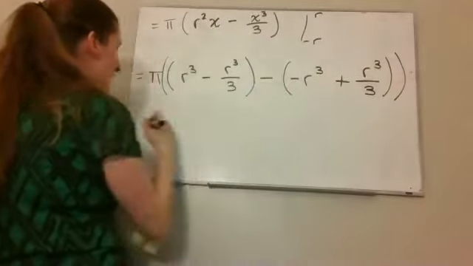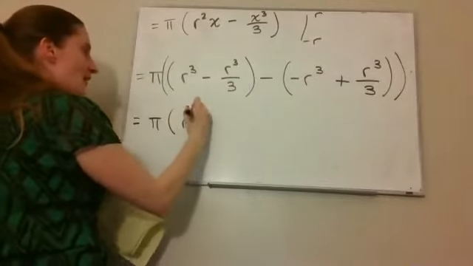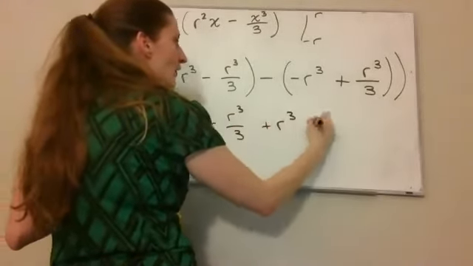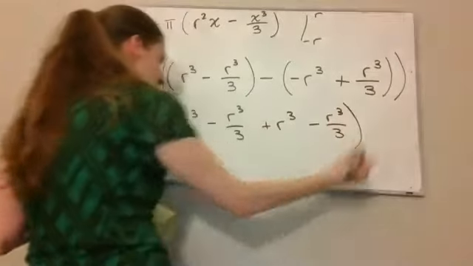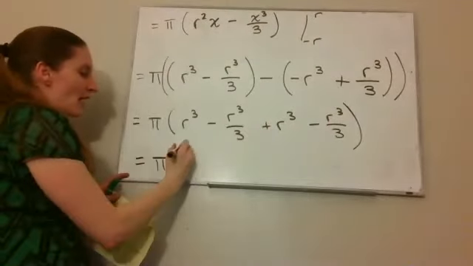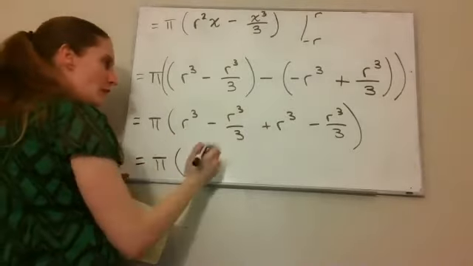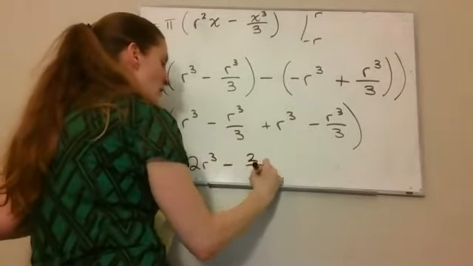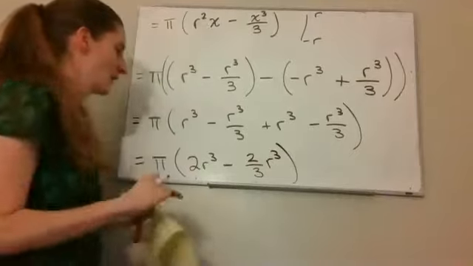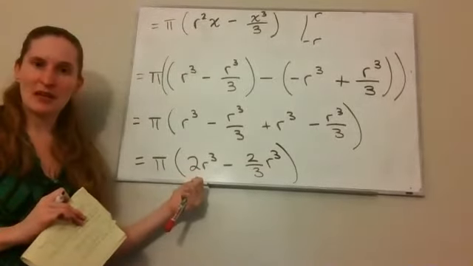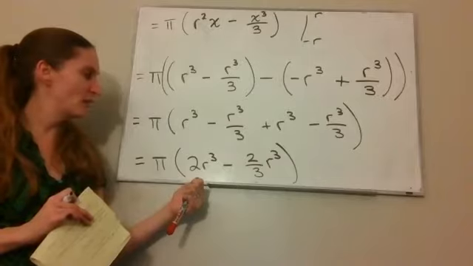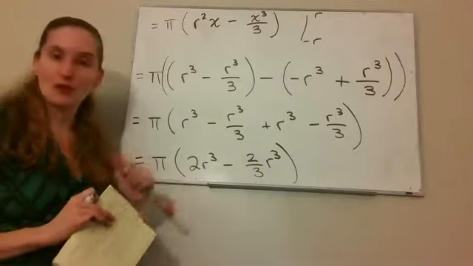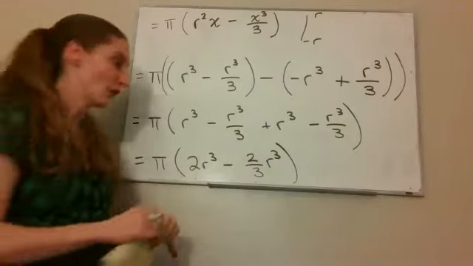Now I'm going to distribute that negative and simplify. r to the third minus r to the third over 3 plus r to the third minus r to the third over 3. So I have pi times, well, r to the third plus r to the third is 2r to the third. And then I'm subtracting 2/3 r to the third. All right, well, if I made a common denominator here, 2r to the third is the same thing as 6 over 3 r to the third. So the 6 over 3 minus the 2 over 3 is, surprise, 4 over 3.